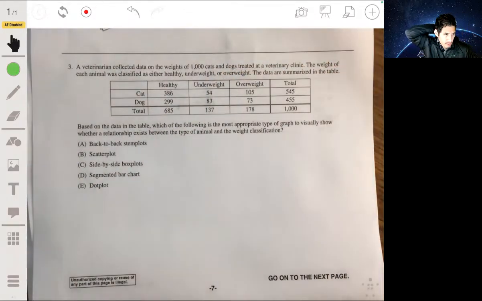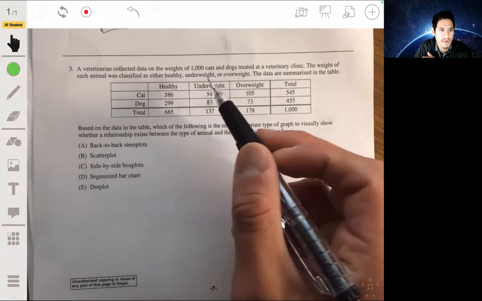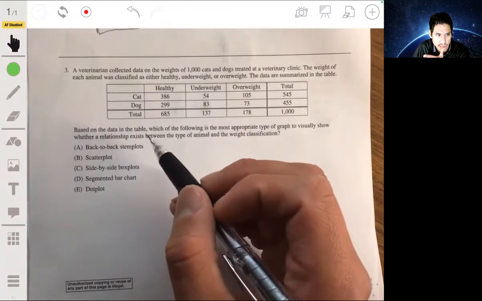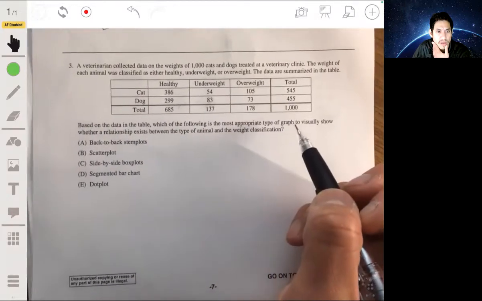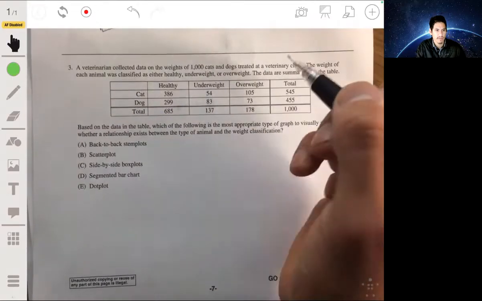All right, a veterinarian collected data on the weights of 1,000 cats and dogs treated at a veterinarian clinic. Whoa. The weight of each animal was classified as either healthy, underweight, or overweight. The data are summarized in a table. Based on the data in the table, which of the following is the most appropriate type of graph to visually show whether a relationship exists between the type of animal and the weight classification?